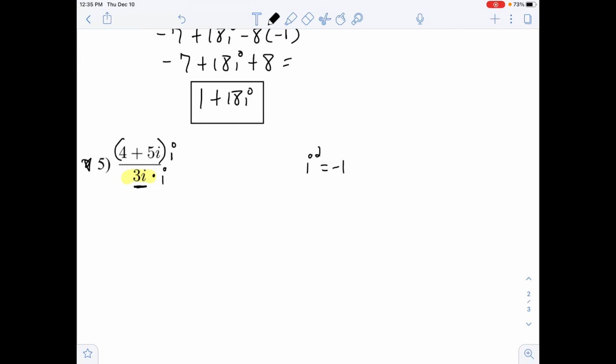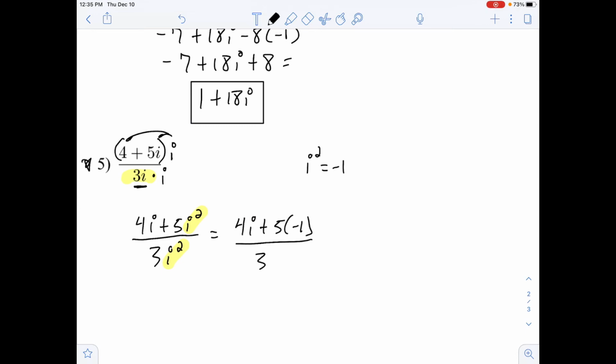And if I do that to the bottom, I have to do that to the top as well. So when I multiply, this would give me 4i plus 5i squared, remember it's the distributive property here, over 3i squared. And then I can go ahead and replace my i squareds with negative 1s. So 4i plus 5 times negative 1 over 3 times negative 1. So then I'm going to pull this to the front because we know that's negative 5. So I'm going to say negative 5 plus 4i, so it's in standard form, over negative 3.